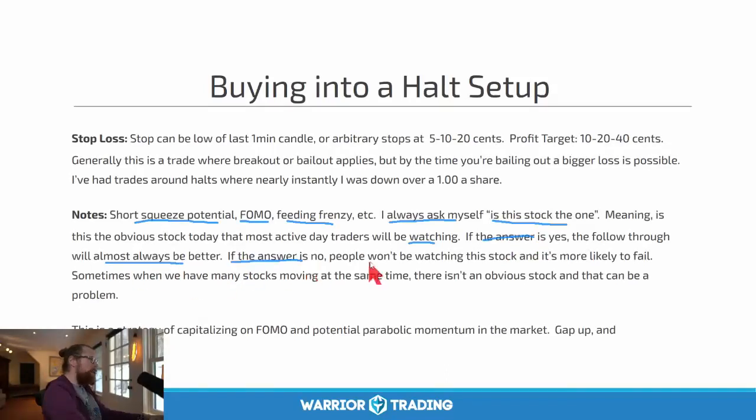If the answer is no, people won't be watching the stock. It's more likely to fail. Sometimes we've had so many stocks moving at the same time that there isn't an obvious one, and this can be a little bit of a problem because you just feel that there's a lot of sort of distraction. This is going and then this is going, but what's the obvious one? And some days there isn't one, and that's a problem. So this is a strategy of capitalizing on FOMO and potential parabolic momentum in the market.